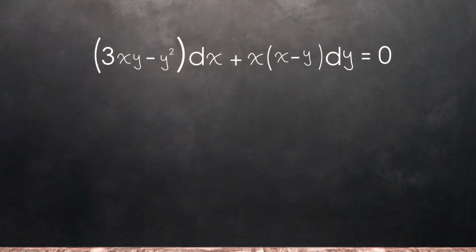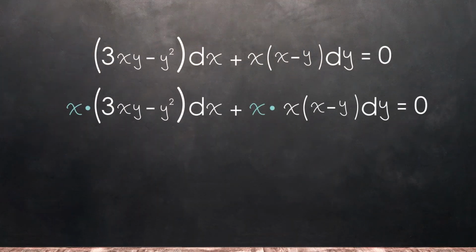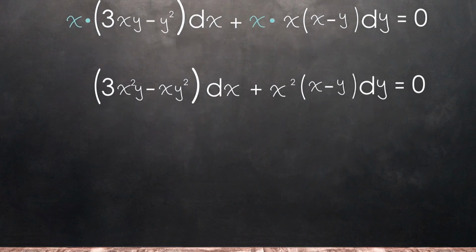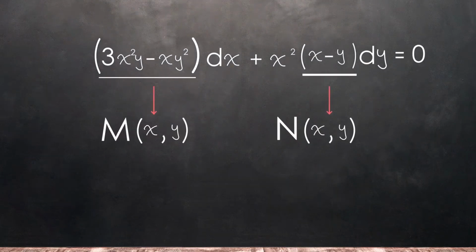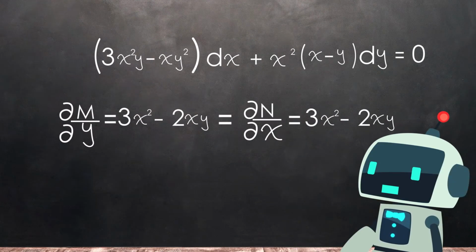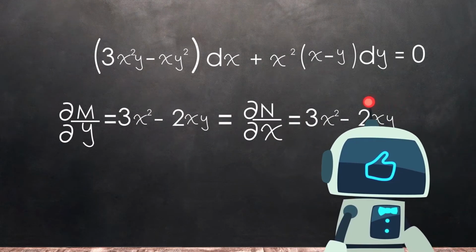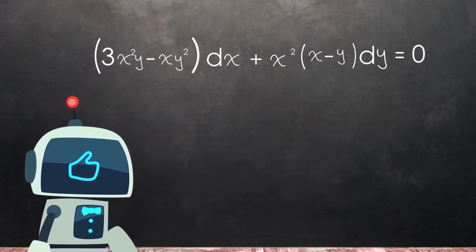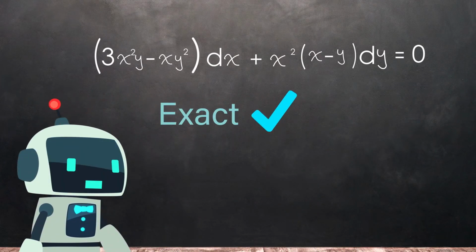Now we multiply the original differential equation by our integrating factor x. We can see now that the functions M and N are different. And when we check for exactness, the condition is now satisfied. Now that the original equation has been transformed into an exact differential equation, it can be solved using either of the techniques explained in parts 1 and 2.